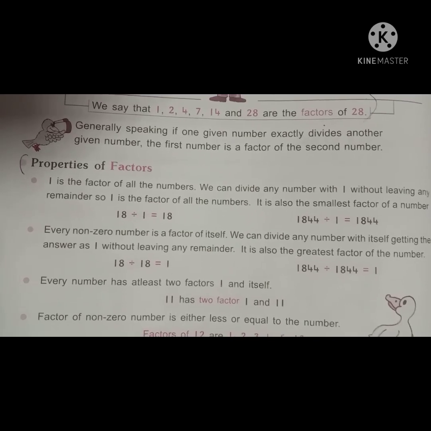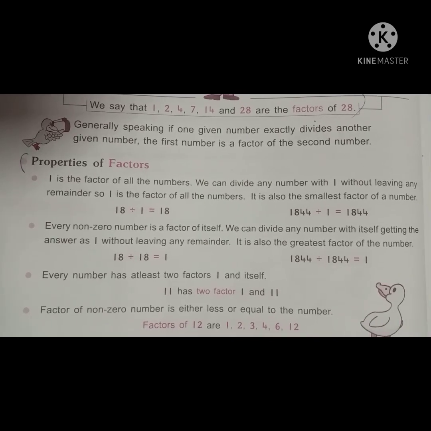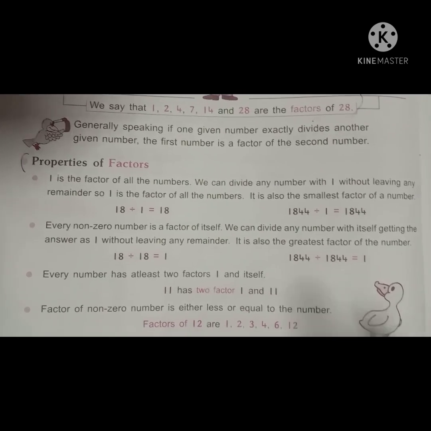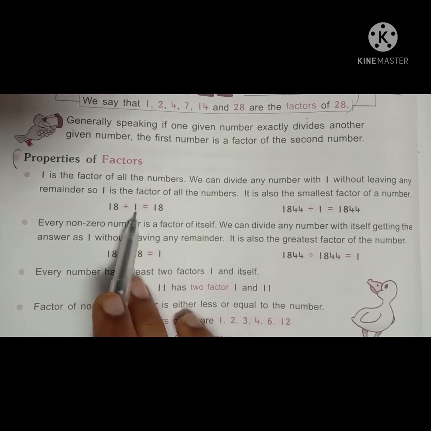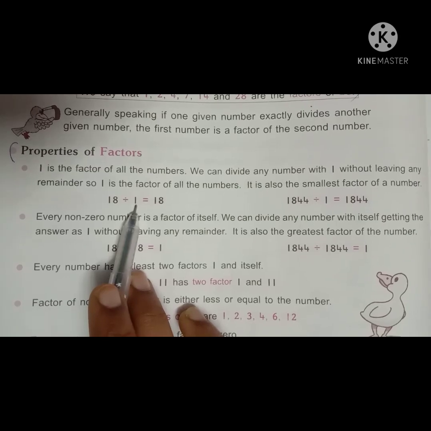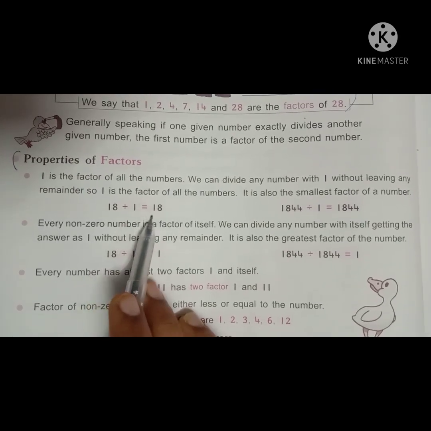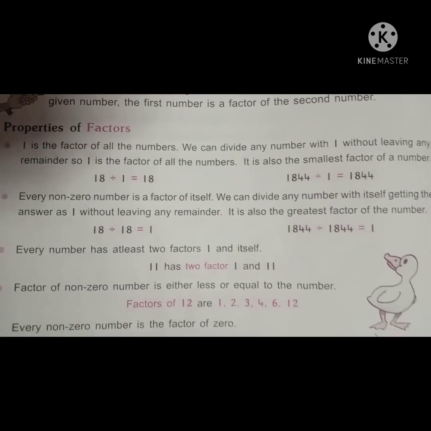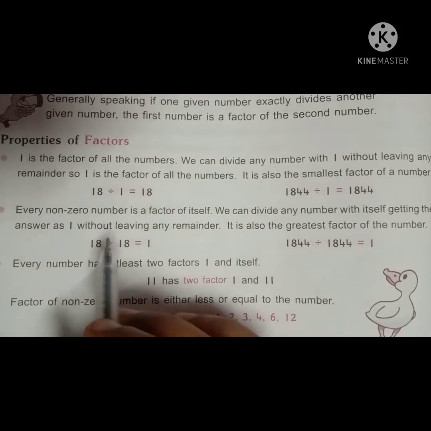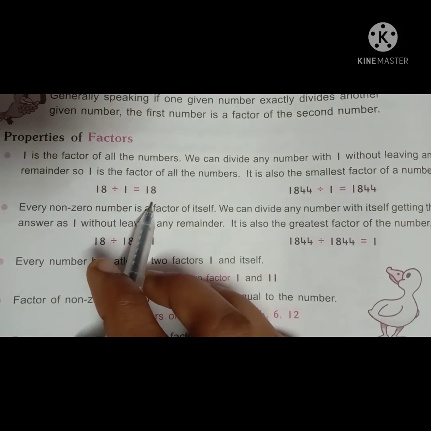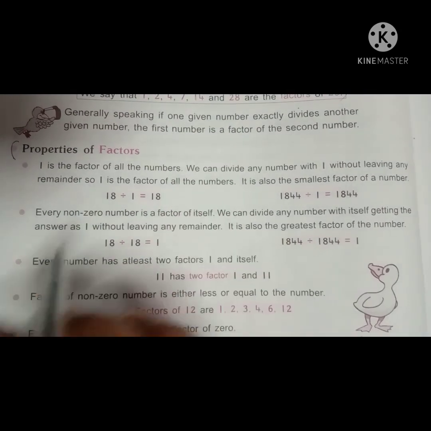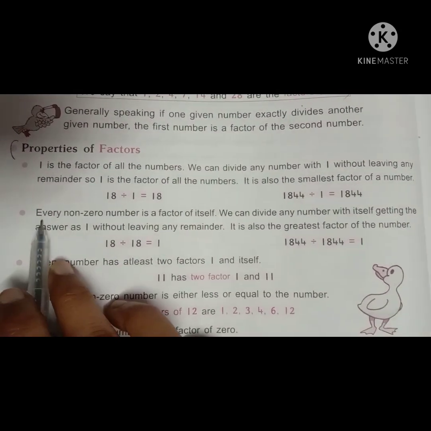And with 1 we can divide any number as a factor. For example, here we are taking the number 18. If we divide 18 by 1, what do we get as the quotient here? Again we get the quotient 18 only. If we divide a number by 1, the quotient is the number itself. Again the remainder, nothing is there. Okay?